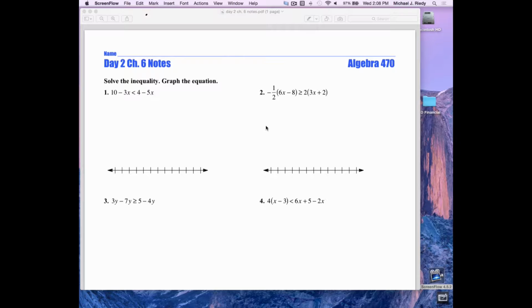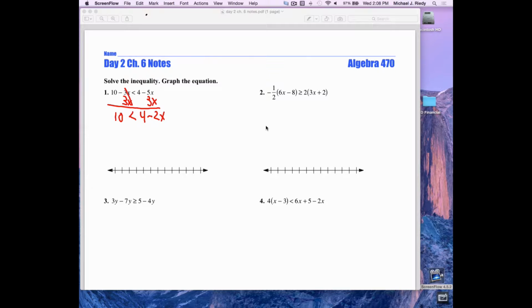Okay. So, just like if it was an equation, I want to get all the x's to one side of the inequality. So I'm going to add 3x to both sides. I'll do 3x, okay? All right. So that's 10. That goes away. Symbol stays the same. 4 minus negative 5x plus 3x is negative 2x.